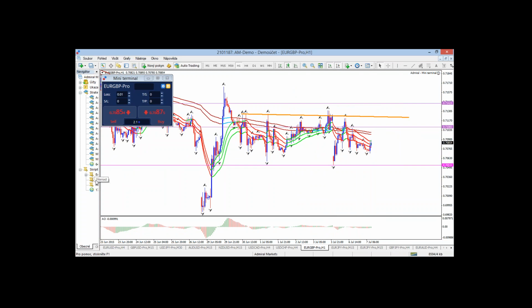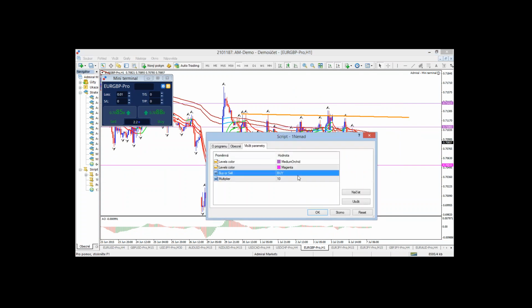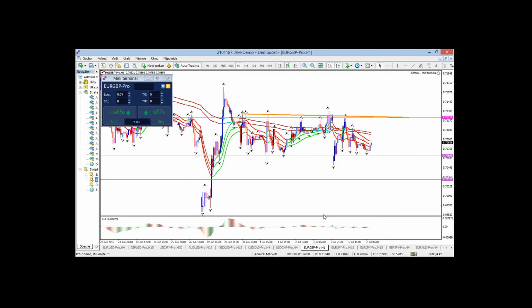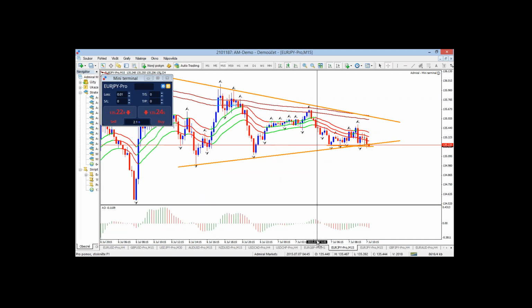Let me redraw the Fib sequence now from this perspective. Downside, probably same story. At least below these bottoms. Otherwise, it's stuck in the middle of nowhere. So the Euro pound doesn't seem to be much of a winner. Euro yen.